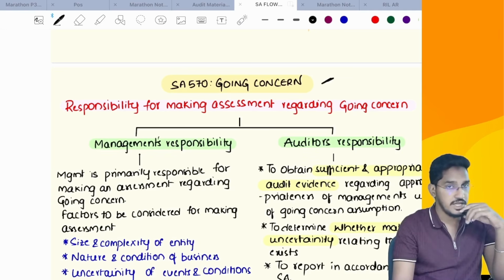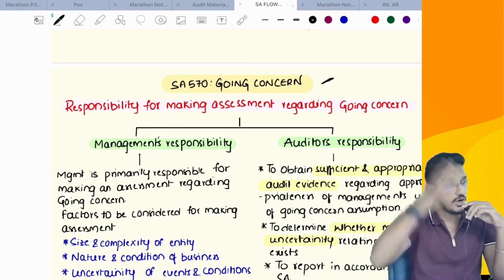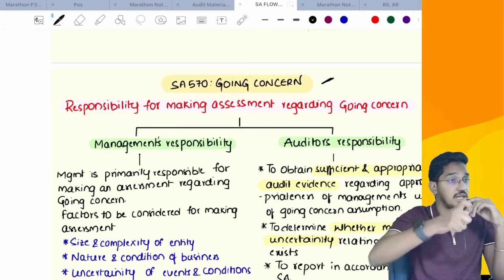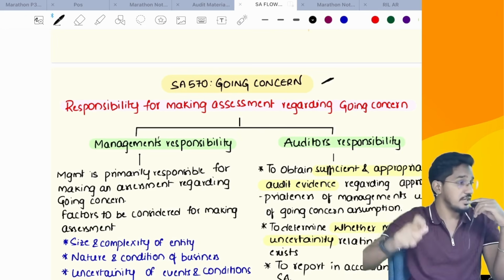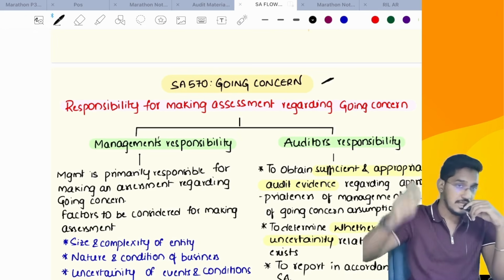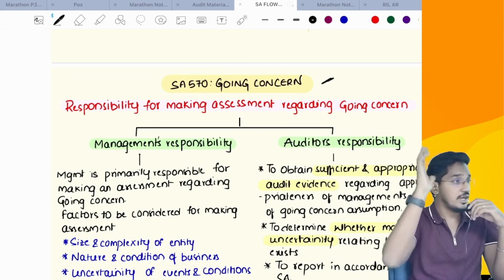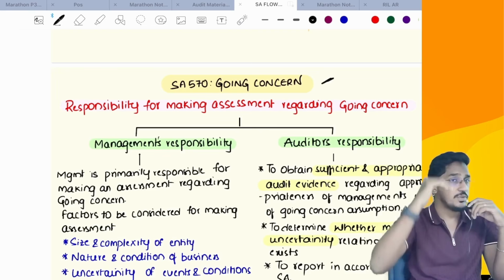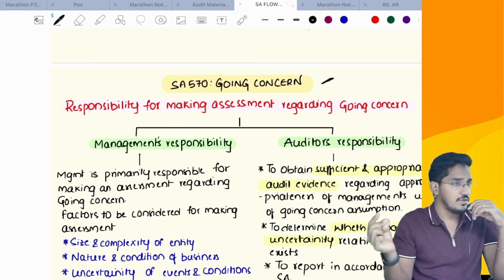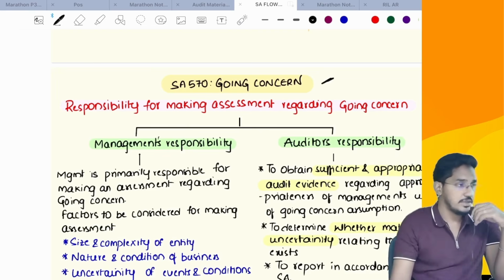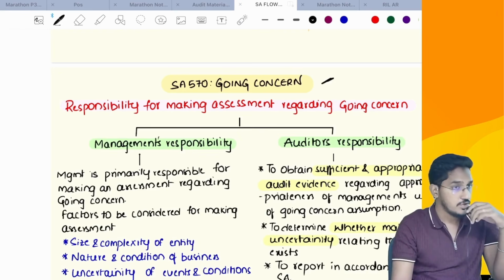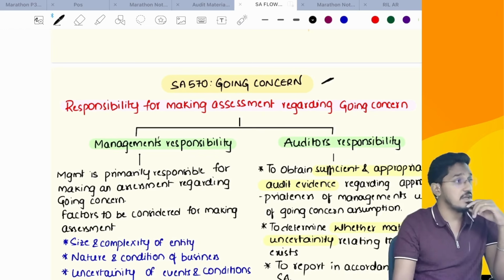What do we say? Liquidation basis. That means for all the assets and all the liabilities, we will determine how much the company will be able to realize if it sells them as on the balance sheet date. That value they will determine. All the assets, all the liabilities will be shown at realizable value. And the difference between the book value and the realizable value will go and give the impact to the statement of P&L. So you tell me, is going concern having a significant impact on the financial statements? It is going to have a very big impact on the financial statements.